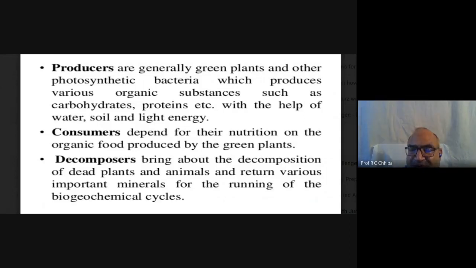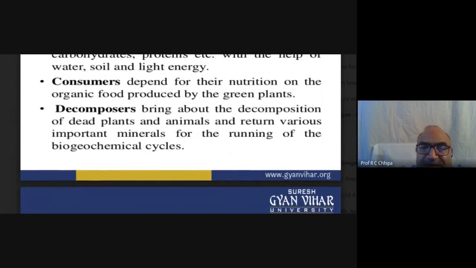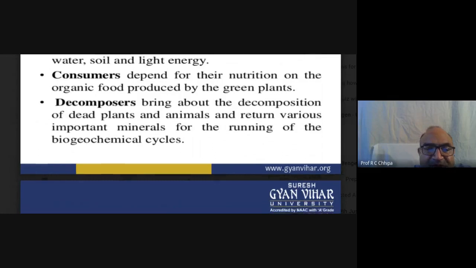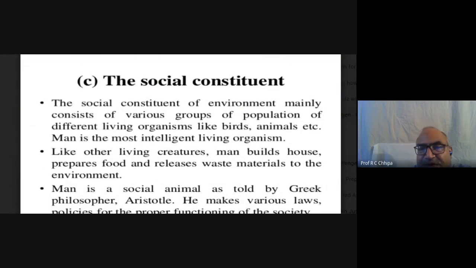Then this produce is utilized by the consumers. If we discuss the plants, plants make their own food, whereas the consumers depend for their nutrition on the organic food produced by the green plants. Then the third part is the decomposers. Decomposers bring about the decomposition of dead plants and animals and return various important minerals, so that is the biogeochemical cycle.